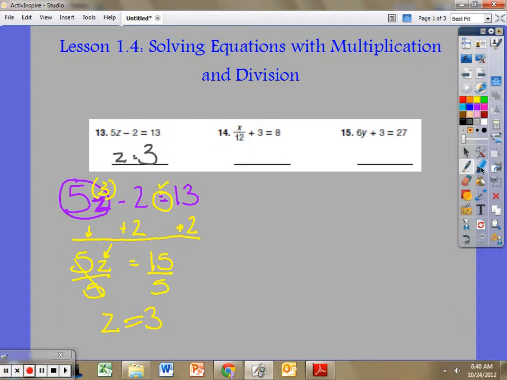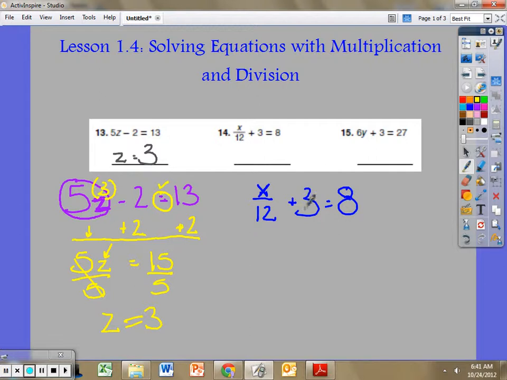Let's take a look at another one here. Let's go to x divided by 12 plus 3 is equal to 8. The quotient of x divided by 12, plus 3, is equal to 8. So let's see here. I'm going to leave this variable here by itself for a little bit. I want to focus in on this 3. I want to get rid of that 3 first. It has nothing to do with the variable right now. So I'm going to kind of simplify this equation by getting rid of the 3.